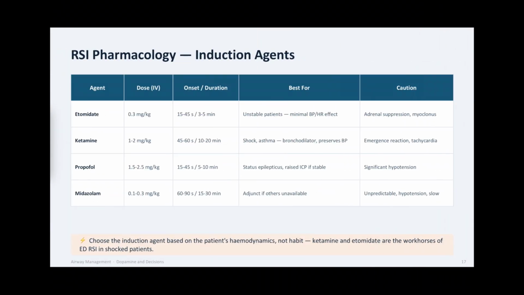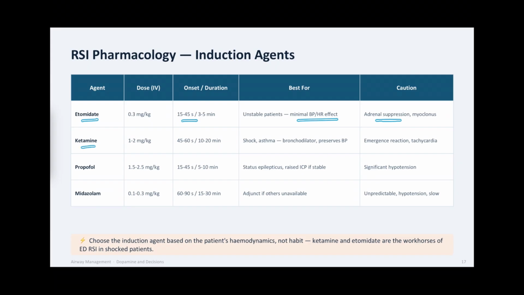Choosing the right induction agent. One of the questions that residents commonly ask us is which induction agent is the best? The answer is simple. There is no universal best drug. There is only the best drug for that particular patient. Let's begin with etomidate. Etomidate has minimal effects on the BP and the heart rate. That is the reason why it is an excellent choice in cardiovascular patients and unstable patients. Its onset of action is rapid, and it provides excellent intubation conditions. Some clinicians worry about the transient adrenal suppression.